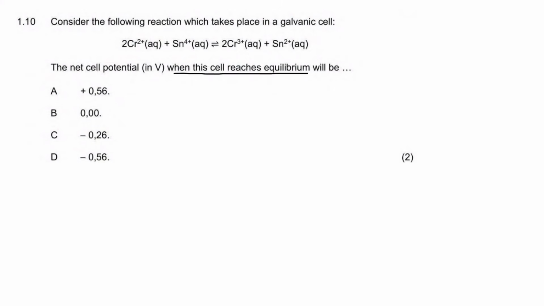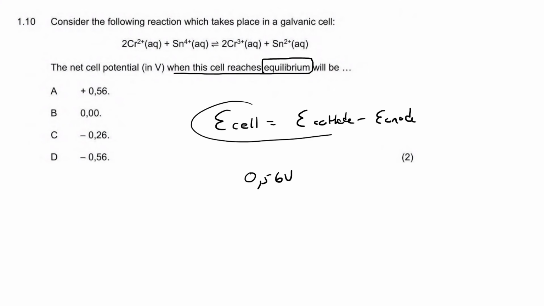When the cell reaches equilibrium. Did you know that all of the calculations that we do when we sometimes say E cell equals E cathode minus E anode, when we are doing those calculations, that is when the system has just been set up and it's beginning to react, but it hasn't yet reached equilibrium. So if you calculated 0.56, you did the right thing under normal situations, but it starts at 0.56 when you first set this up.